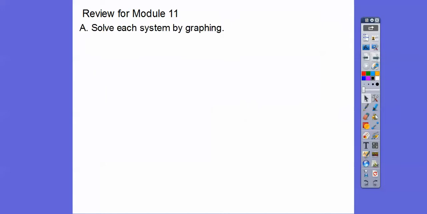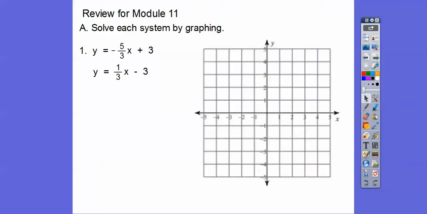So here's our review. You'll have a couple of questions that say solve by graphing. So solve this system of equations by graphing. I think I'm going to do this line in blue and this line in red, and where they intersect, the top line in blue and the bottom line in red.